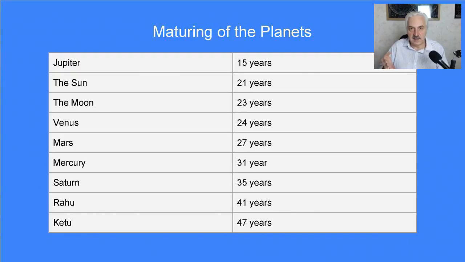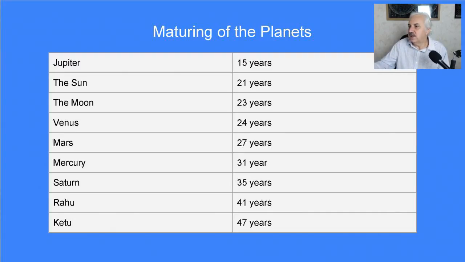And that planet has a natural meaning, like Venus means love, the Sun means authority or father figure, and so on. But also, each planet is situated in a certain house in the horoscope and rules certain houses. So that gives you already a story. And that story is activated when the planet becomes mature.